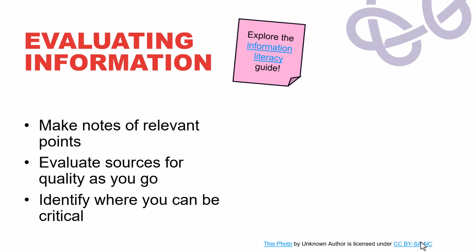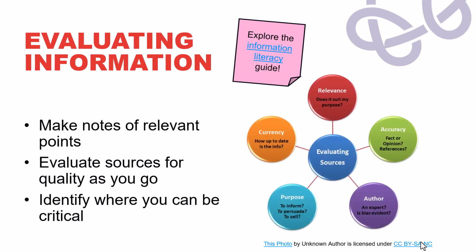Obviously, make notes of the relevant points, things you can refer to in your writing, but you should be evaluating sources of information for quality as you go, and this will help you to identify where you can make critical points. Using a tool like the CRAP test, this diagram demonstrates the CRAP test, and CRAP stands for Currency, Relevance, Accuracy, Author, and Purpose.